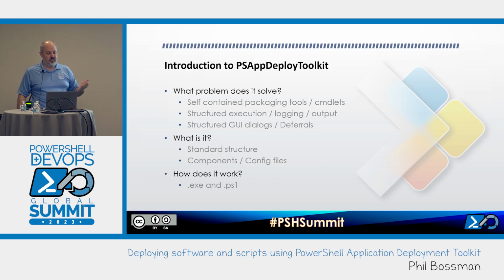So logging, execution, output. They also included in the toolkit a bunch of GUI features. If you need to prompt the users or tell the user about something, they give you those commandlets to do it for you, so you don't have to worry about that. The toolkit contains it. Like I said, it's a standard structure, and they give you all the components. It's also written so that there are config files, so you define the config file and a bunch of other things. We're going to go through that.